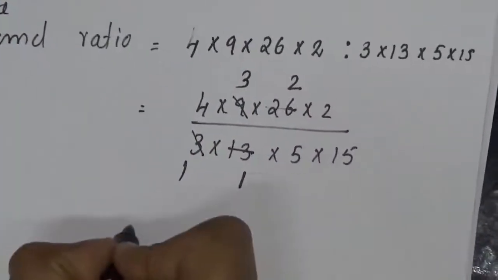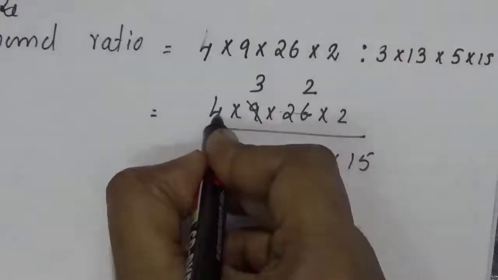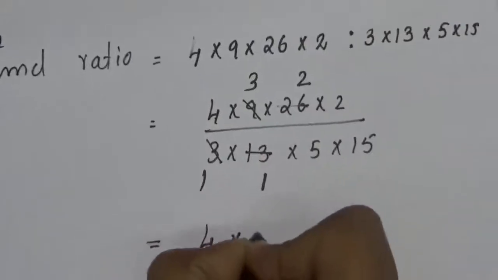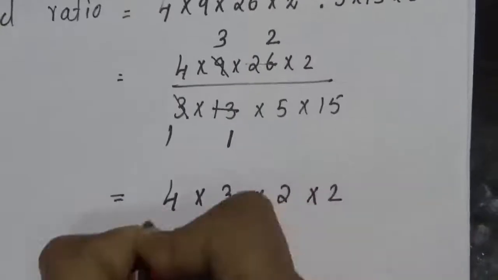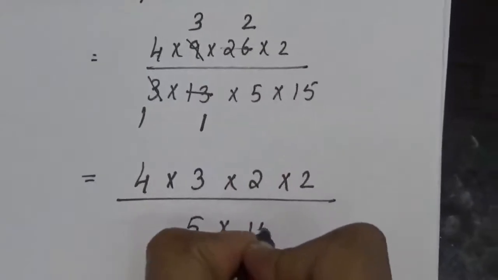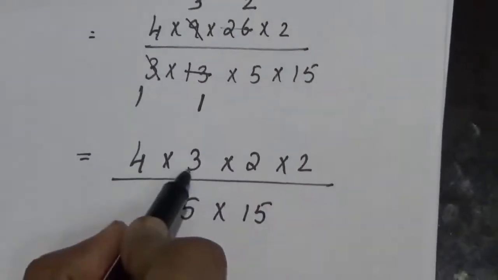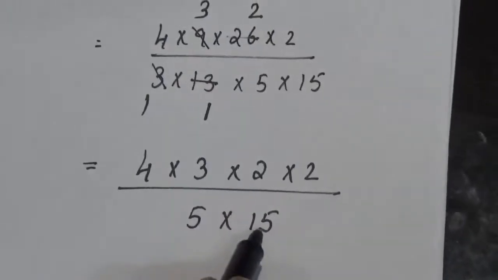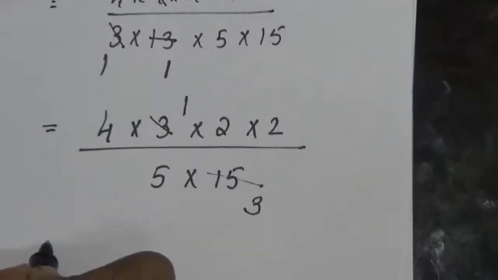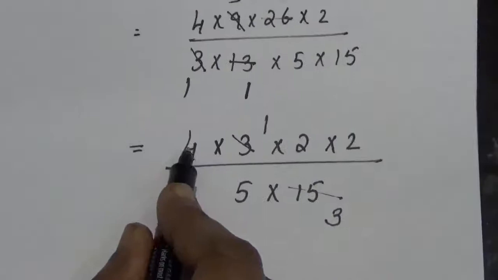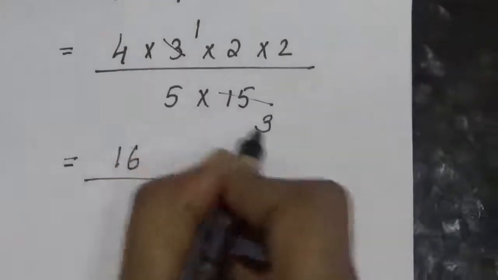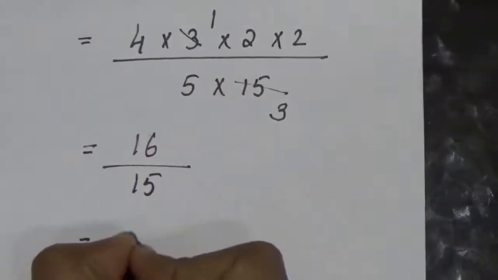So what do you get? In the numerator we have 4 into 3 into 2 into 2. 1 into 1, that is 1, so no need to write. 5 into 15 in the denominator. Again we can simplify this because we can see that 15 is multiple of 3. So we can divide 15 by 3, we get 5. 3 by 3, 1. Now we have 4 into 2 into 2, 16 by 5 into 50. So the compound ratio we can write this as 16:50.